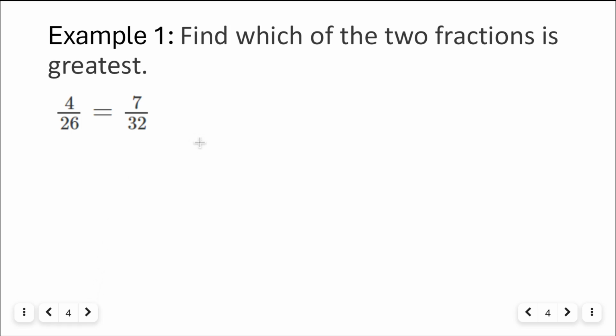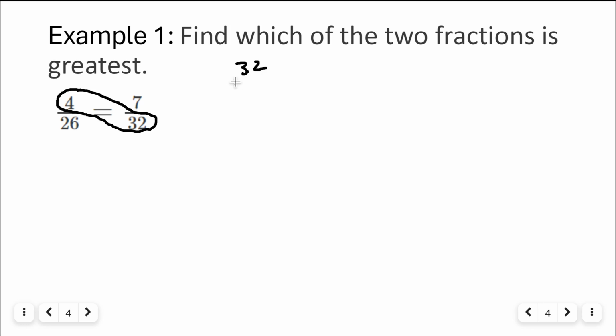So, for example, which of these two fractions is larger, 4 over 26 or 7 over 32? When you look at these fractions, it's certainly not obvious if one is bigger than the other. It shouldn't be obvious. So what we can do is literally cross multiply. We're going to multiply the 4 times the 32.